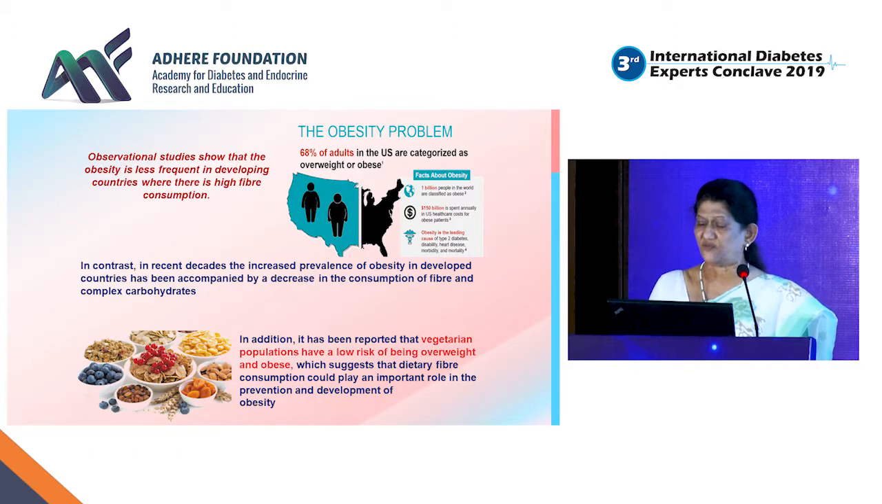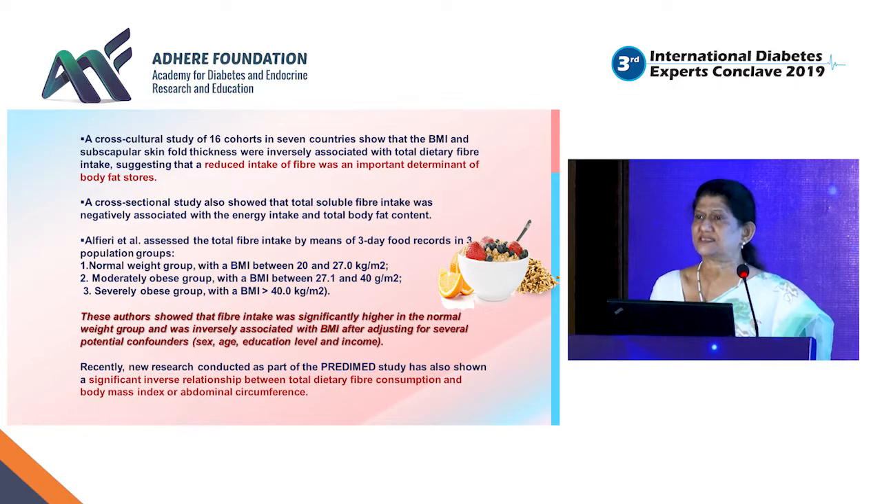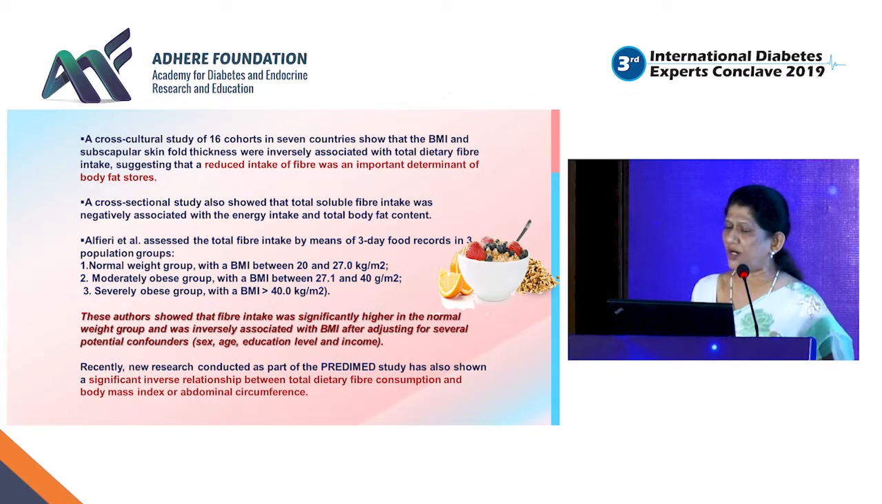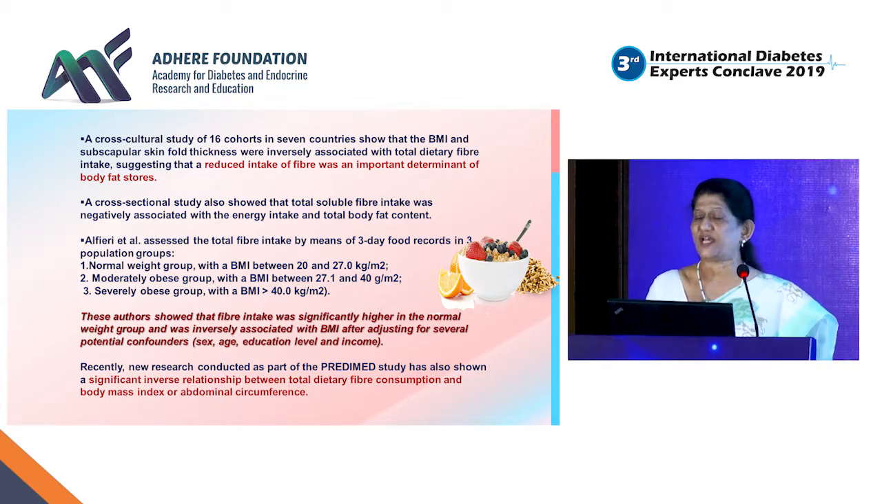Then we know the problem of obesity worldwide, and fiber consumption has gone down because of many factors. It was understood that vegetarians consumed a large amount of fiber, and that's why they had less obesity and other diseases. But most vegetarians are also obese these days because the consumption has gone down. If we see the cross-cultural studies, 16 cohorts, we see reduced intake of fiber was an important determinant for body stores. So it also affects the body fat stores.